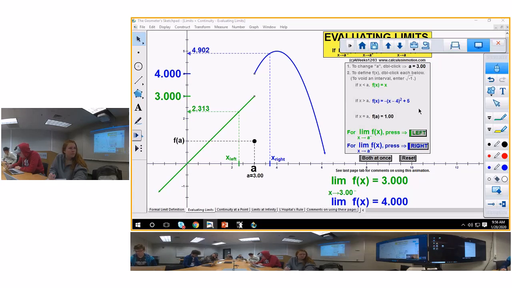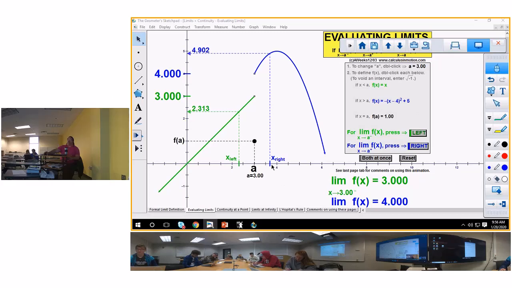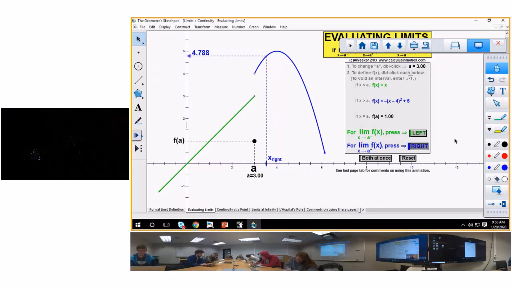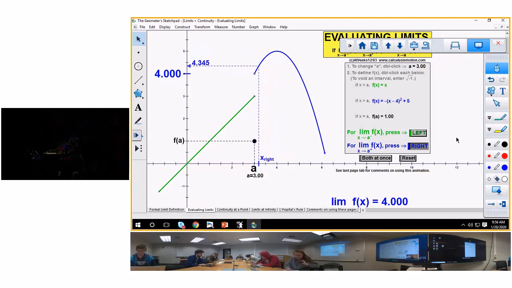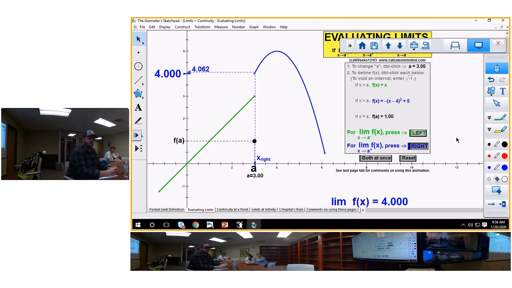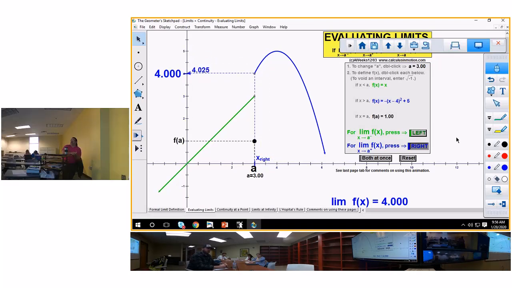So as I approach whatever number this is, looks like there's 4, there's 3, 3.5, looks like 3.7. I don't know what it is. But as I approach 3, I'm sorry, as I approach 3 from the right, I'm approaching 4 with the blue line. So go ahead and finish writing this down. I just want you to see that.